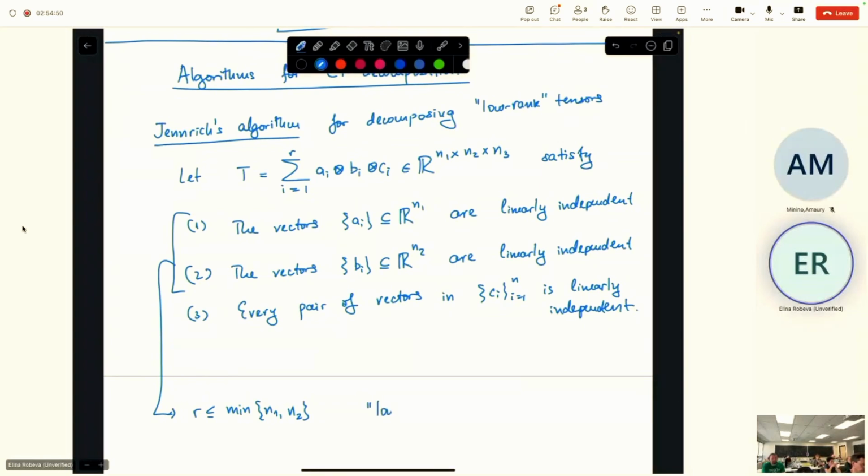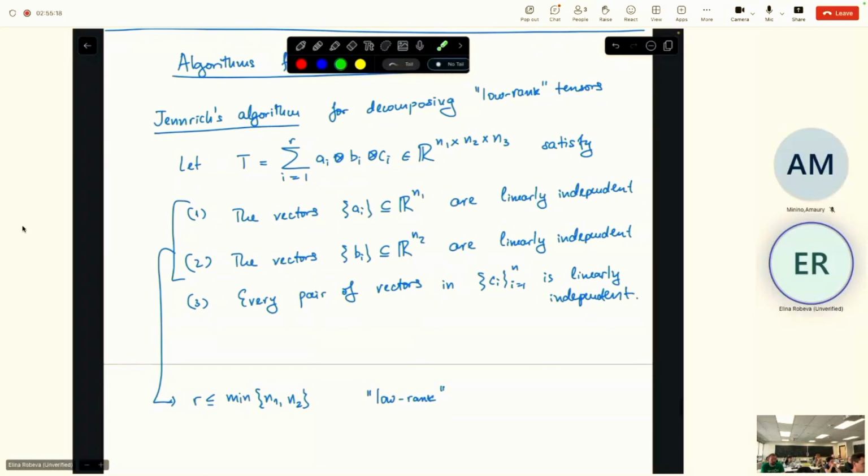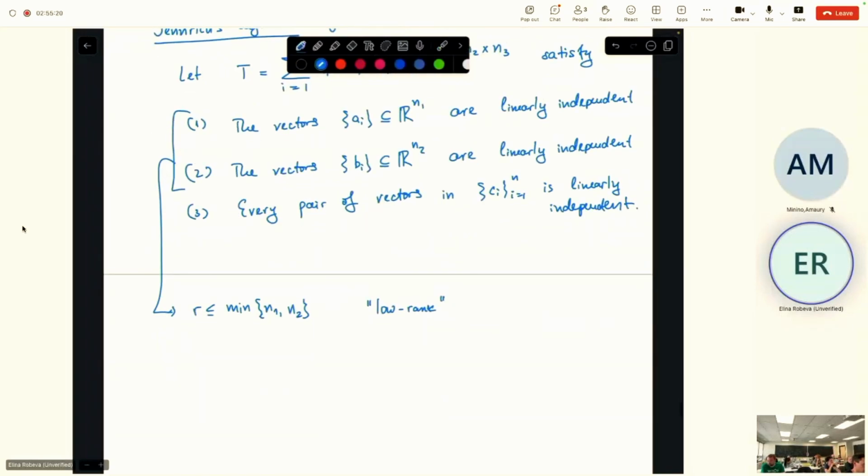And I'll talk about this tomorrow. Because for a matrix, this would be the rank, right? So if you have an n1 by n2 matrix, then its rank is at most the minimum of n1 and n2. But for a tensor, it turns out that the rank can be much higher. So I guess yesterday when we tried to think about it, it seemed like the rank could be n1 times n2. And indeed, that is the sort of maximal rank. But we'll hopefully have time for this tomorrow. But so this Jenrich's algorithm is a way to decompose such a tensor.